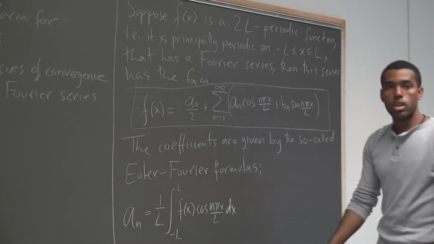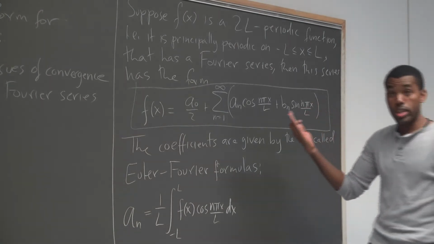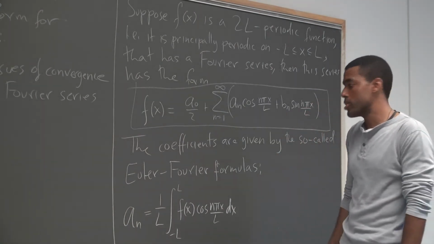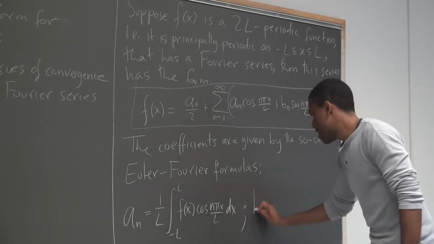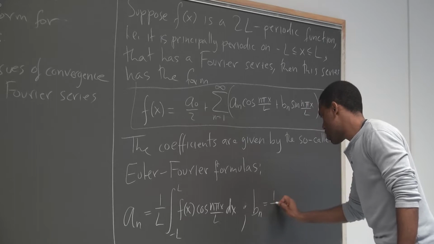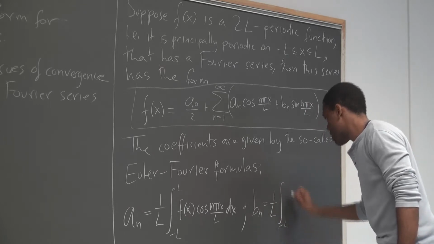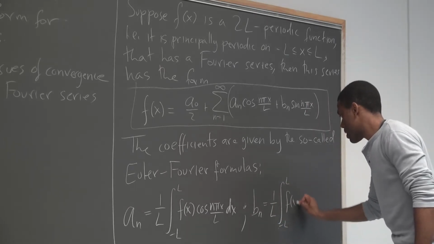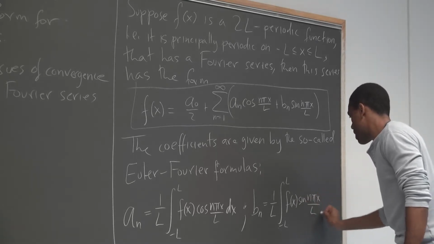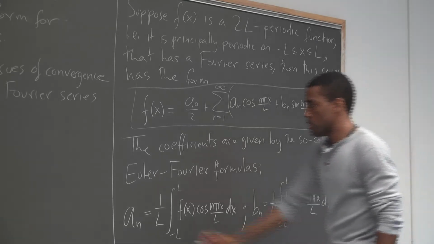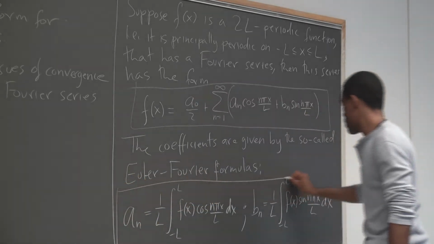All right, so our coefficients are given by integrals. Remember, with Taylor series, our coefficients were given by derivatives. In this case, if you can derive the fact that they're given by integrals, your Bn would be 1 over L, integral from minus L up to L of f of x sine n pi x over L dx. These are also very important formulas for you to know.